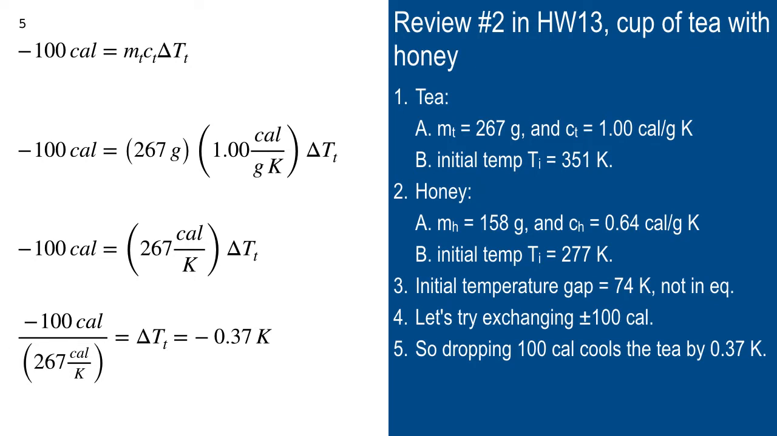Now we're going to use that. We got a gap of 74. So, 37 times 2 is 74. But the thing is, delta T for the honey is not going to be the same size, so we're just going to have to calculate that one. But at least we know for the tea, we drop 0.37.